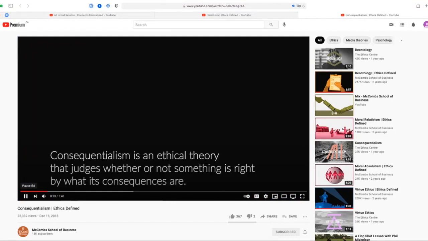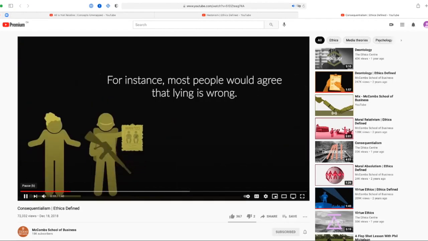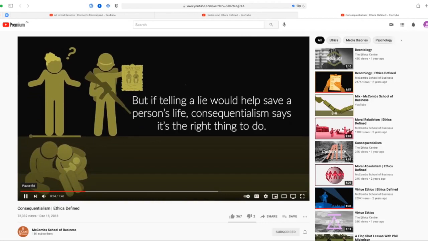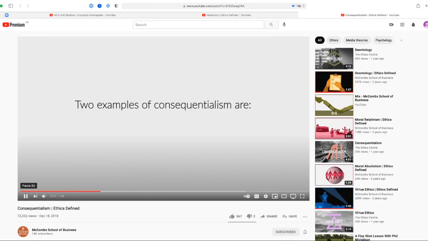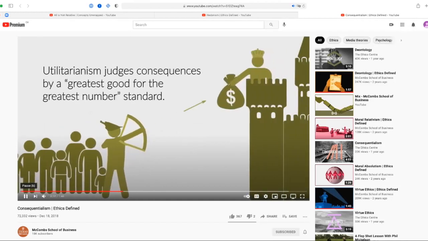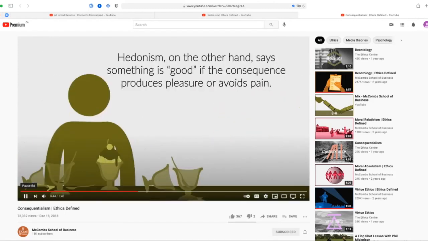Consequentialism. Consequentialism is an ethical theory that judges whether or not something is right by what its consequences are. For instance, most people would agree that lying is wrong. But if telling a lie would help save a person's life, consequentialism says it's the right thing to do. Two examples of consequentialism are utilitarianism and hedonism. Utilitarianism judges consequences by a greatest good for the greatest number standard. Hedonism, on the other hand, says something is good if the consequence produces pleasure or avoids pain.